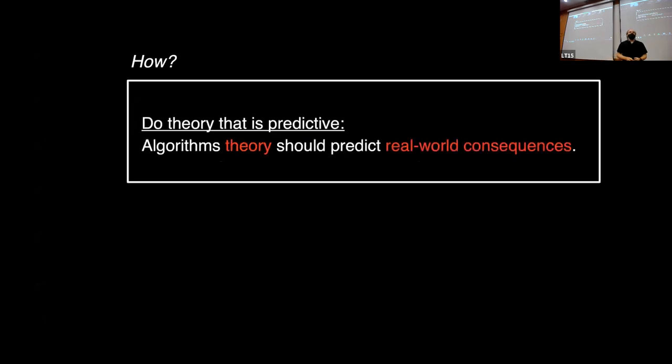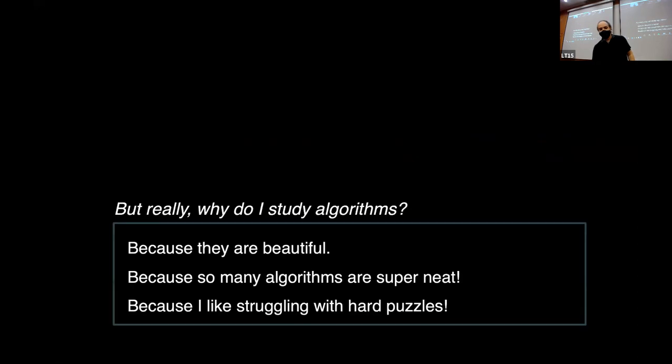The other thing is I want to be doing theory that's predictive. I think that algorithmic theory should predict real-world consequences. To the extent that we are proving things that have no impact on the world, that may be wonderful, that may be beautiful, but that's not what I'm trying to do here. So these are just background to keep in mind as we talk about the stories ahead.